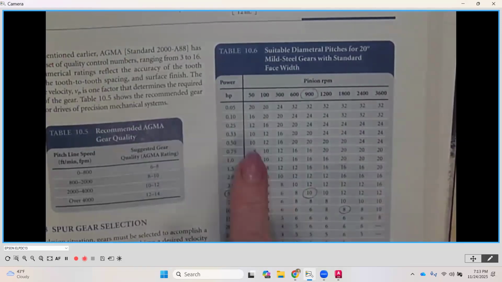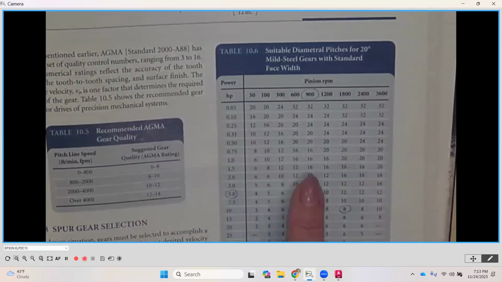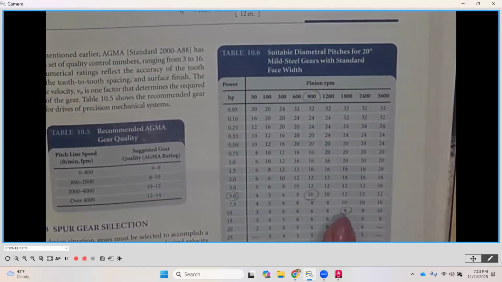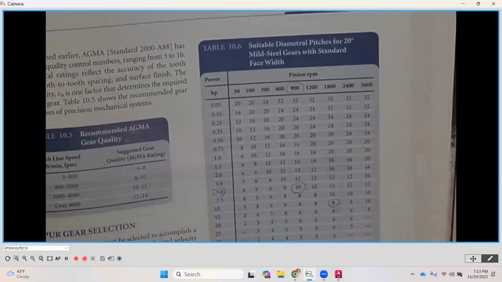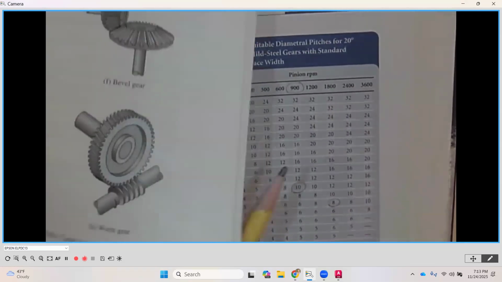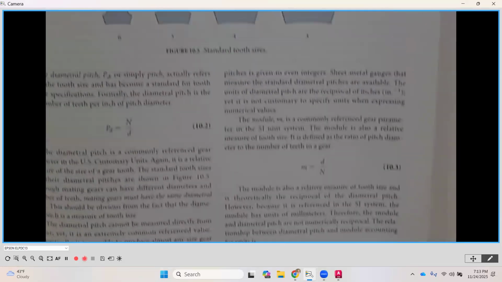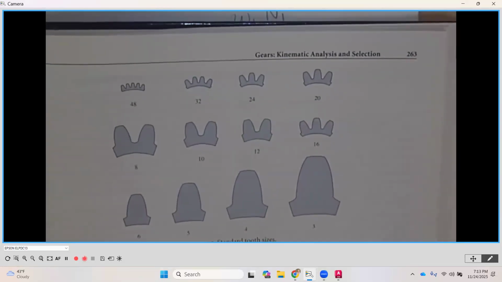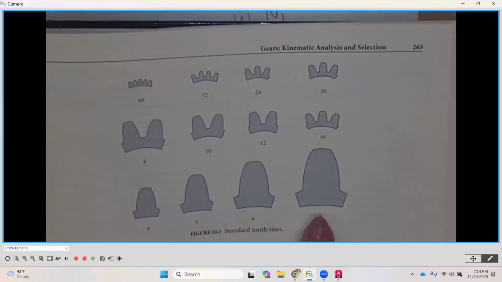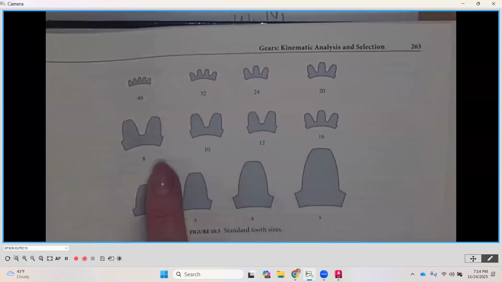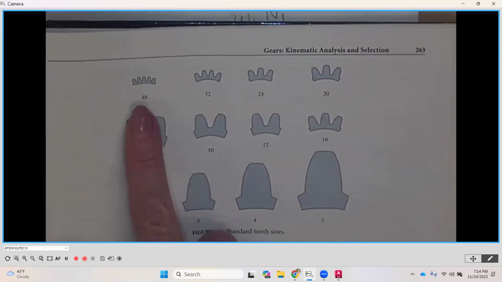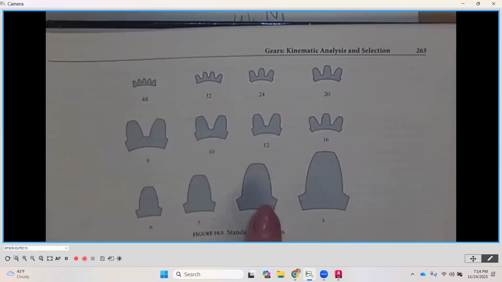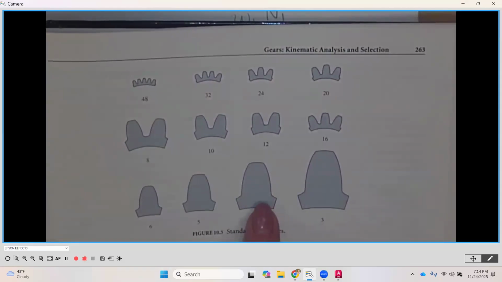What you're going to notice is that the numbers get smaller as we move down this chart. And remember, the smaller the number, the bigger, the chunkier the tooth. So at the beginning of our chapter, we had the illustration on page 263. And this is where we have common diametral pitches. We'll notice that these are those standard categories of size of teeth. The larger the number, the smaller the tooth. The larger the tooth, the smaller the number.